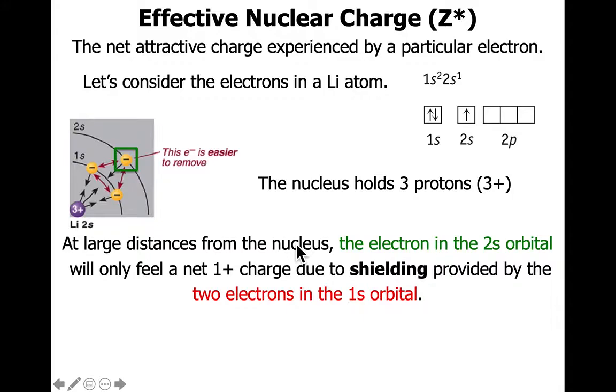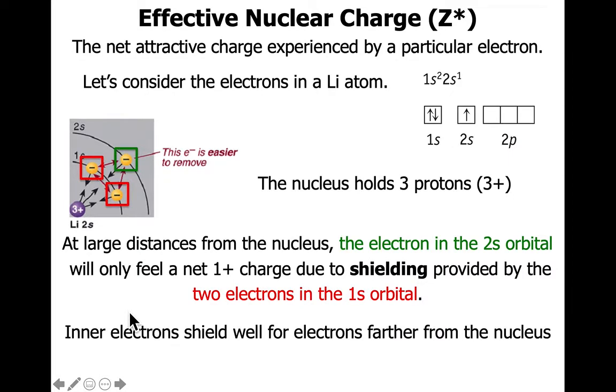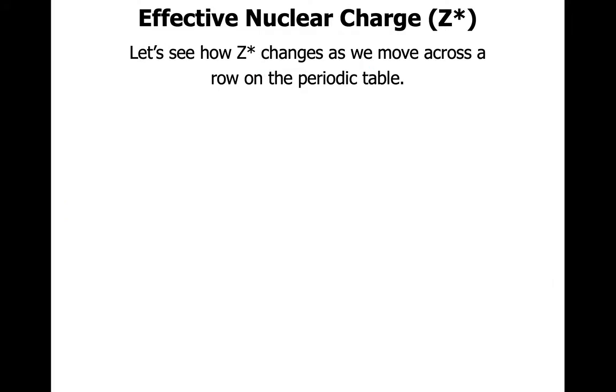Well, it ends up that this electron here shown in green in the 2s orbital, it doesn't feel the full 3+ charge from the nucleus because it has these negatively charged 1s electrons in between it and the nucleus most of the time. These 1s electrons do something called shielding. They're shielding the charge of the nucleus from this outer lying electron. And this is a general thing that happens. Inner electrons do a good job shielding for electrons that are further from the nucleus.